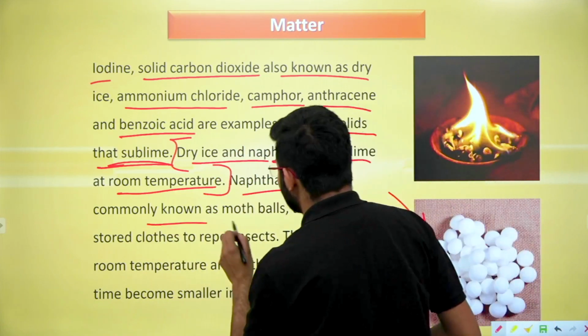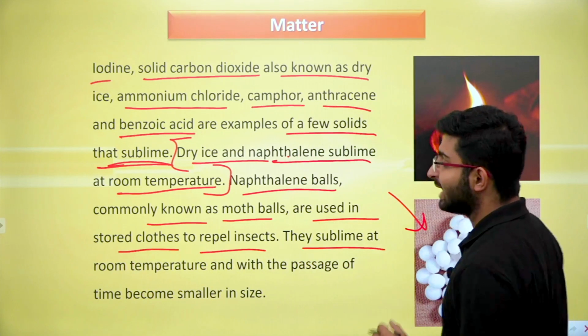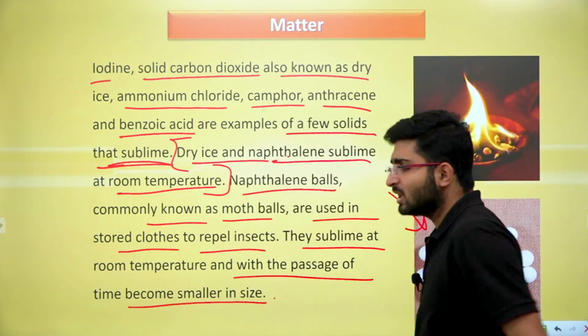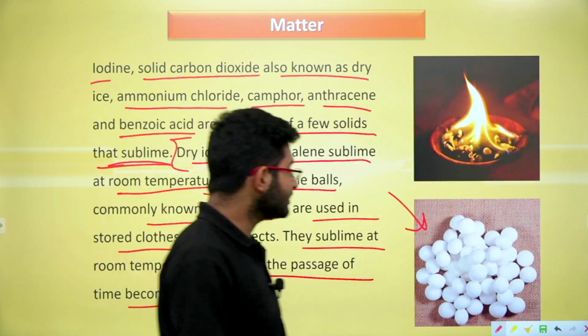Naphthalene balls, commonly known as mothballs, are used in stored clothes to repel insects. They sublime at room temperature and with the passage of time become smaller in size. Okay, so with the passage of time, they become smaller in size. I hope this is very clear.